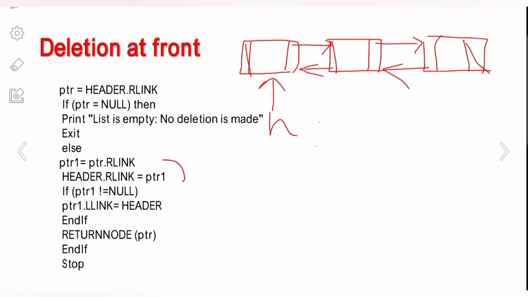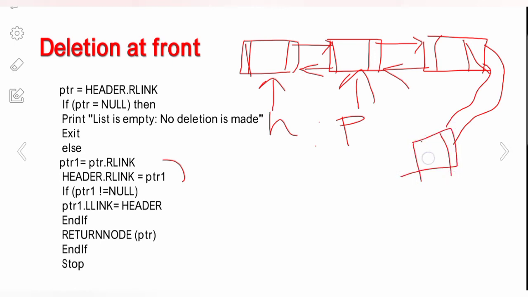So here for deletion at the front of the linked list, pointer equals header dot r link. So header dot right link equals pointer. Okay, and if pointer equals null, but pointer is not equal to null, so that's why we are skipping the if part and going to the else part. So pointer 1 equals pointer dot r link. So here we will take another node. Okay, so another node will be there here. So this is the pointer 1.